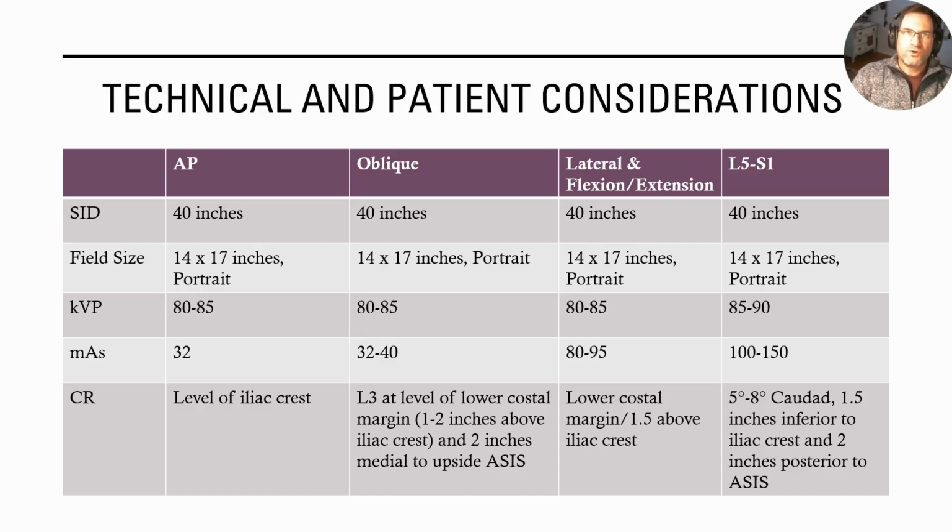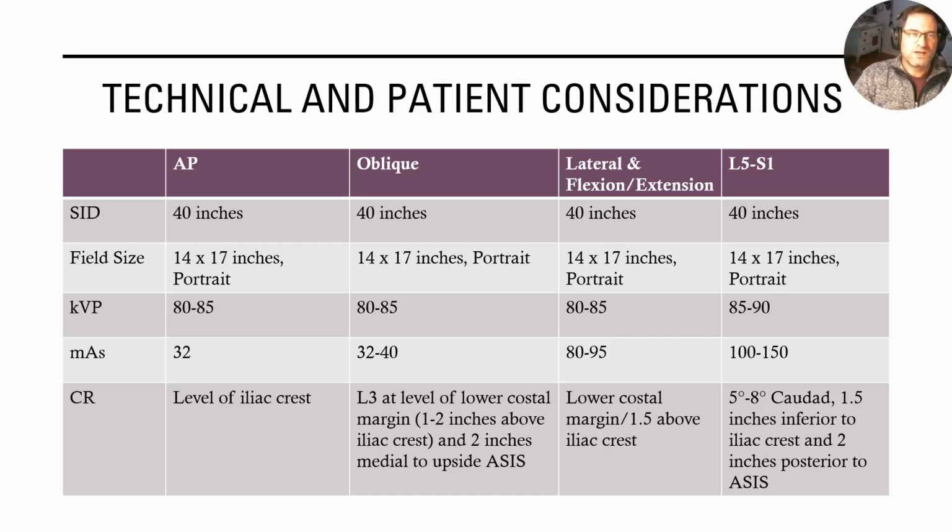Then we will go to the lateral, and this includes flexion and extension. Our kVp will be set at 80 to 85. Our mAs will be at 80 to 95. And we're going to center at the lower costal margin, about 1.5 inches above iliac crest.